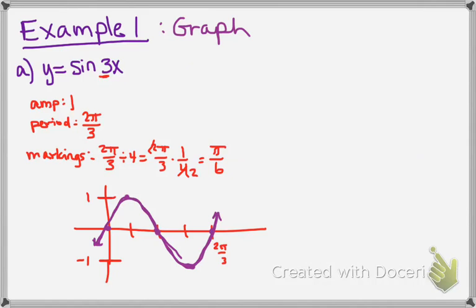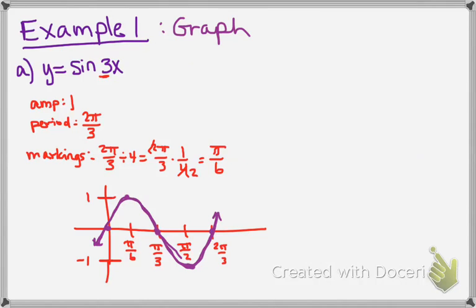And then to get the next ones, there's a couple ways. One is to use those markings, so I know that the first one is going to be pi over 6, and every one after that is going to be another pi over 6. So if I add another pi over 6, that gives me 2 pi over 6, or pi over 3. If I add another pi over 6 to that, that gives me 3 pi over 6, or pi over 2. Add another one, gives me 4 pi over 6, which reduces down to 2 pi over 3. So that is my last mark. That is one way to do it.